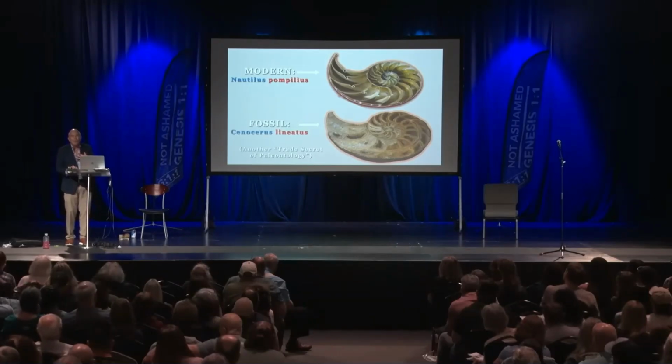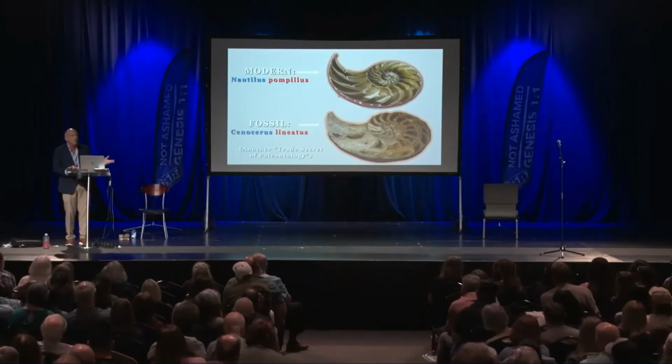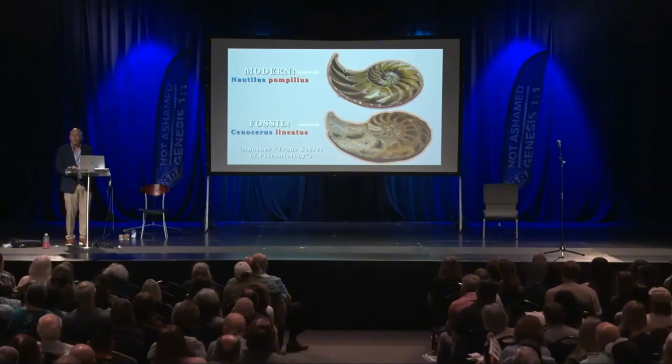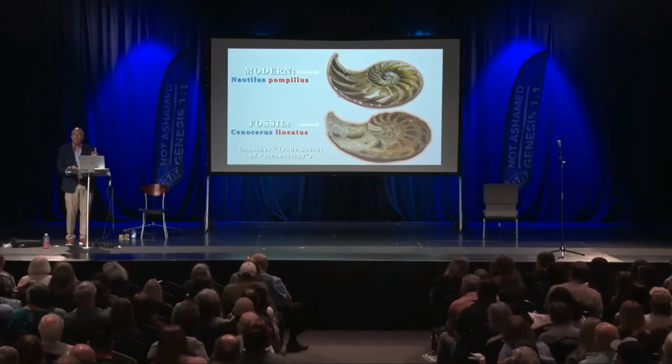But the evolutionists changed their names. The modern is called Nautilus pompilius. The fossil is called Cenoceras lineatus. So they would say, no, evolution occurred. It went from Cenoceras to Nautilus. No, evolution didn't occur. You changed their names. You made it have the appearance of evolution. You've created the illusion of evolution by changing the names.